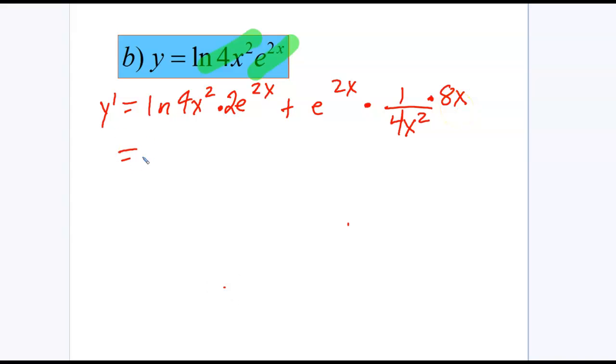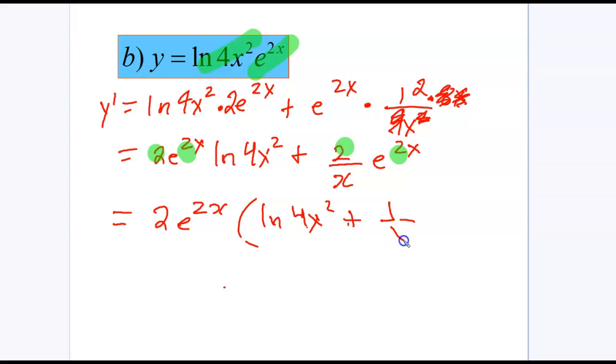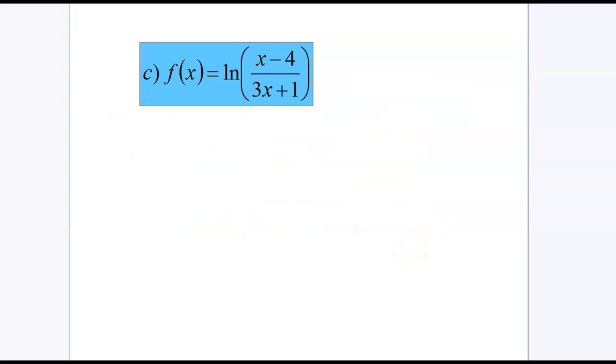So this is going to simplify to be 2e to the 2x times ln 4x squared plus this 4 cancels out to that to become a 2. This x takes out one of those. I'll be left with 2 over x times e to the 2x. And now I can take out a greatest common factor of 2 and an e to the 2x. And if I do that, I'm going to be left with ln 4x squared plus 1 over x.